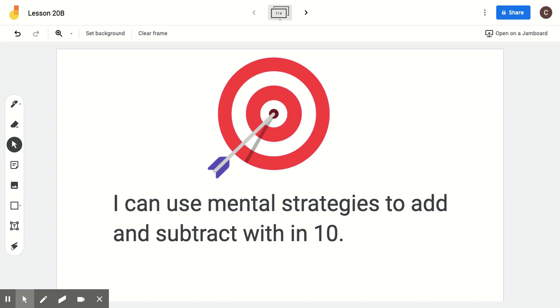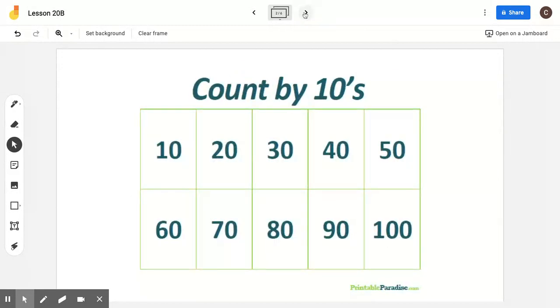Today, our learning target says I can use mental strategies to add and subtract within 10. Before we get started, we're going to warm up those counting brains. We're going to do it together. We've done it for 2 days so far. Let's do a third. Count with me, and we're going to count by tens to 100.